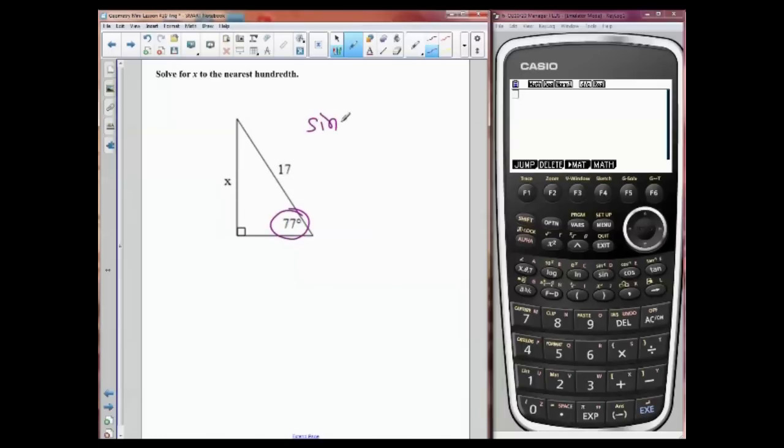And let's just go ahead and set it up. Sine 77 is equal to opposite over hypotenuse. Well, we're just going to have to work out some algebra here. So we're just going to isolate. We're going to solve for x, just like we would in any other equation in Algebra 1. We're just going to multiply by 17 on both sides. So we got 17 sine 77 is equal to my x.